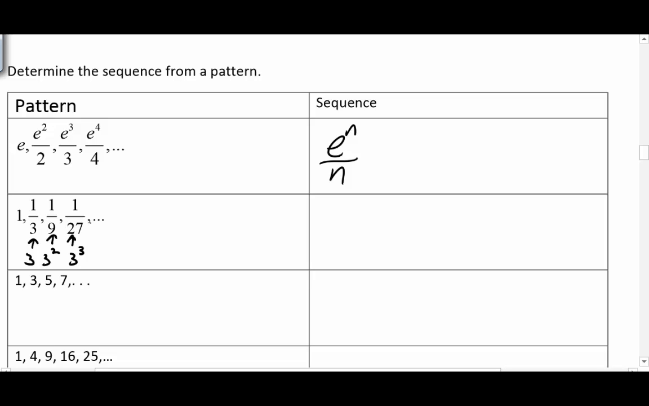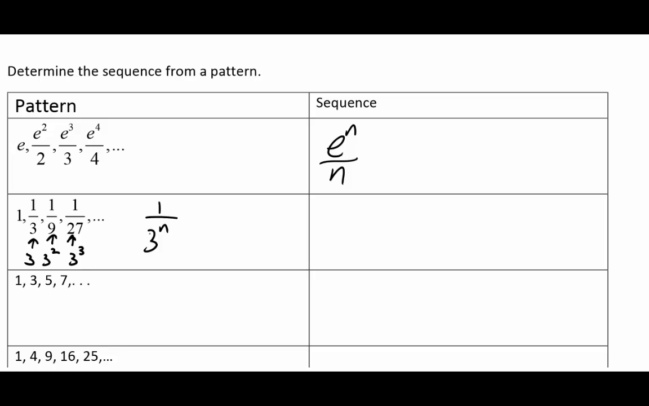Okay, 3, 9, 27. They're all powers of 3. So I have to think for a second, how can I generate the nth term and see if it fits? I could start off with just 1 over 3 to the n. Again, what we're doing is inductive reasoning. We're taking specific values and trying to come up with a general formula for that. So when I try that, I want to go back and reevaluate it and see if it actually fits.